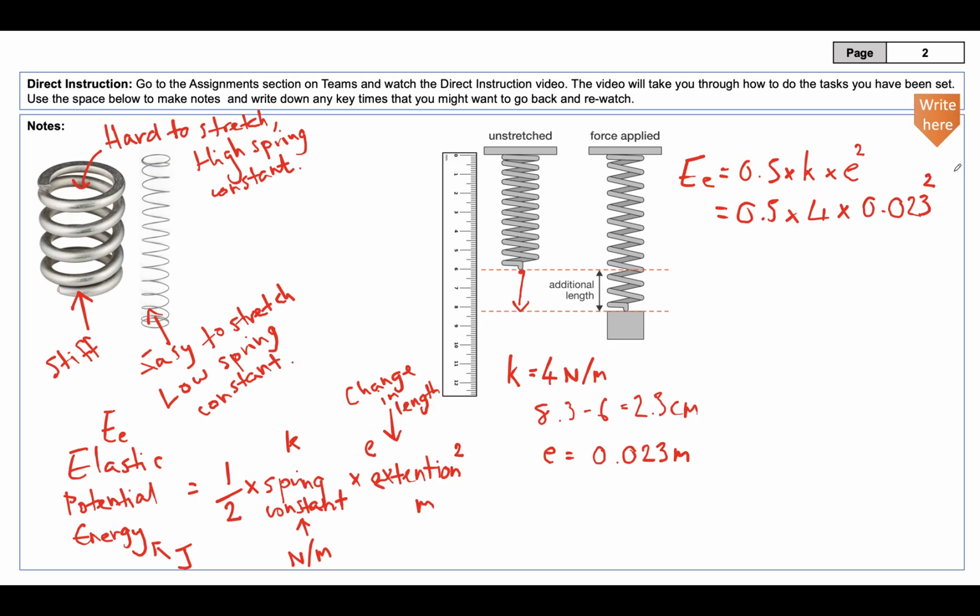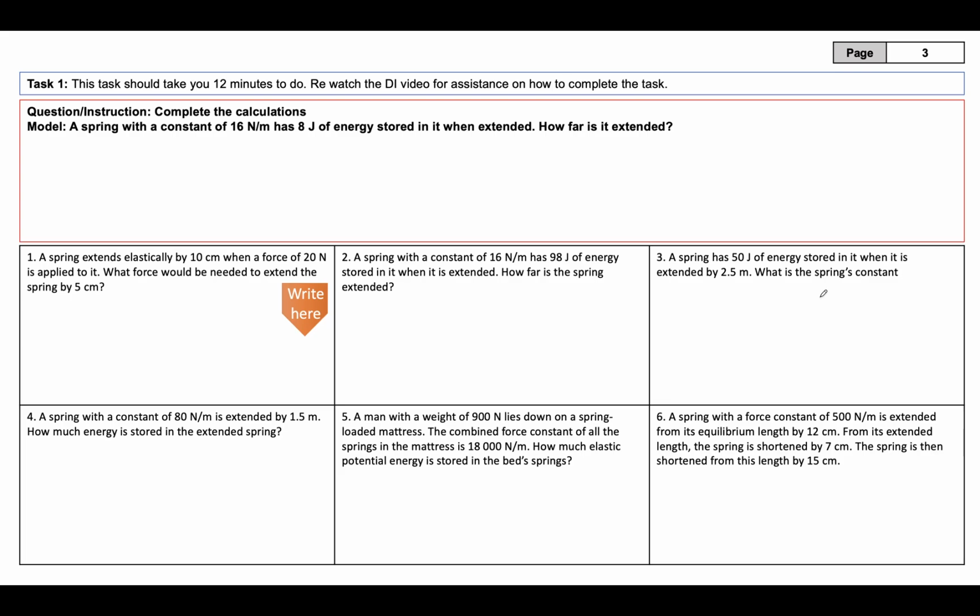0.5 times 4 times 0.023 squared. The calculator says 1.058 times 10 to the negative 3. So I'm going to write that in a more familiar way. That's 0.001, and it would round to 1. And the unit, of course, is joules, as we mentioned earlier. Okay, so let's have a go at some of these.